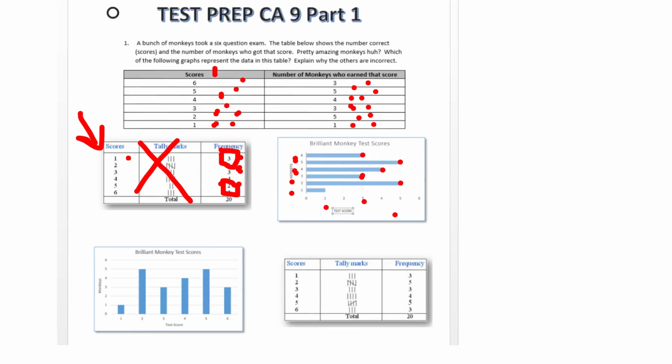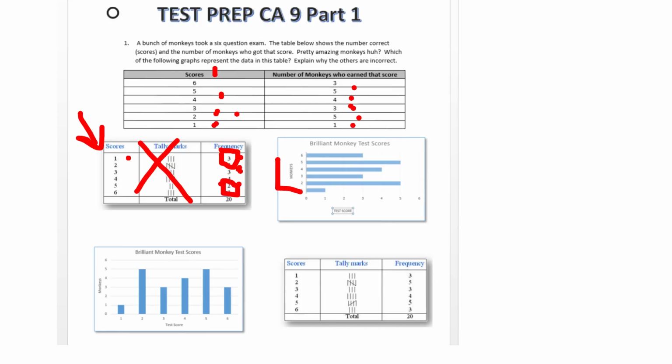Hopefully you notice that there is a problem. Yes, all of the data points match up, except they mixed up the titles. The test scores are here, not here. What that means is that when we were graphing it earlier, when we were checking to see if the points match, we were looking over here to be the scores. But that's not what the title says.